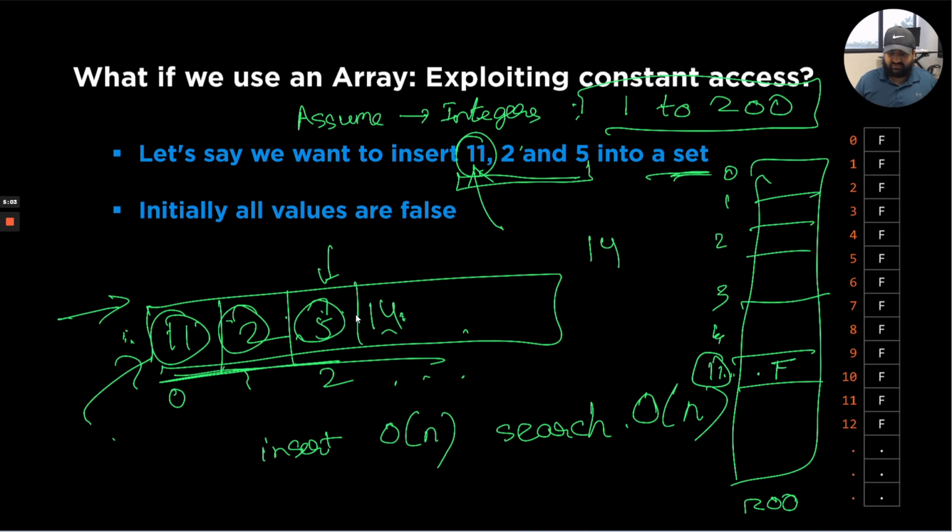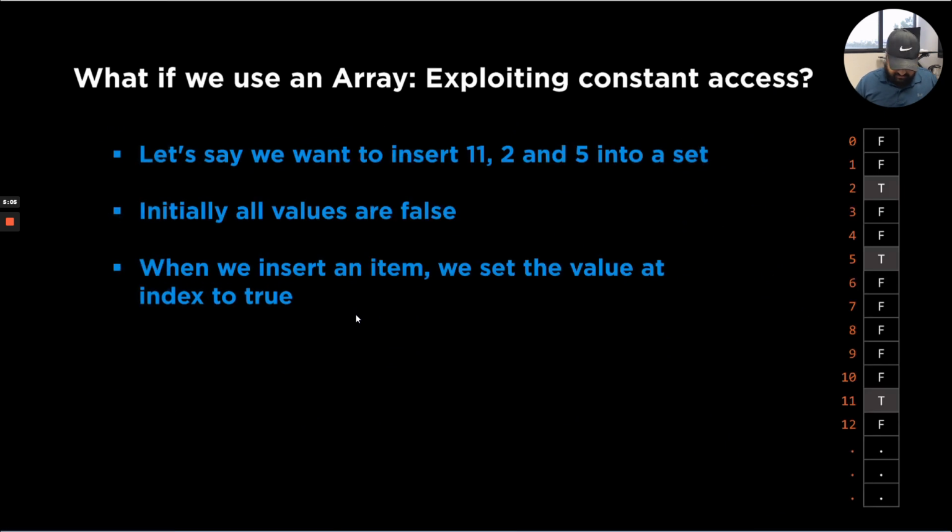So that's what we are essentially doing: when we insert an item, we set the value at an index to true. So if I wanted to insert 11, 2, and 5, you can see in this array 2, 5, and 11 are set to true, and all the other ones are false. That's the entire premise of this.